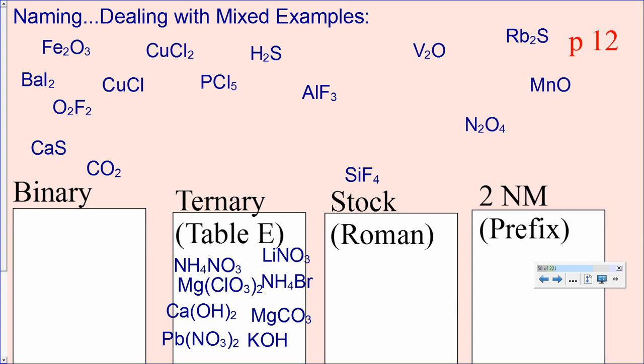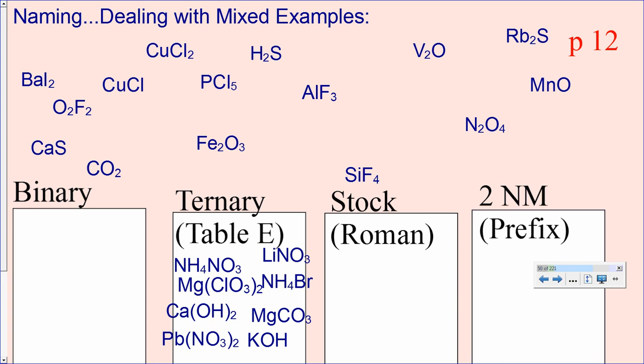So it's kind of up to you how you want to approach this. In order for something to have two nonmetals in it, you have to have two elements that are on the same side of the periodic table. So the first thing I'm going to do is look, for example, at Fe2O3. Put one finger on the periodic table on iron, put another finger on oxygen. You will notice your fingers are on opposite sides of the periodic table. What this tells me is that this does not go in the two nonmetal category. It either has to go in the binary category or it has to go in the stock system category.